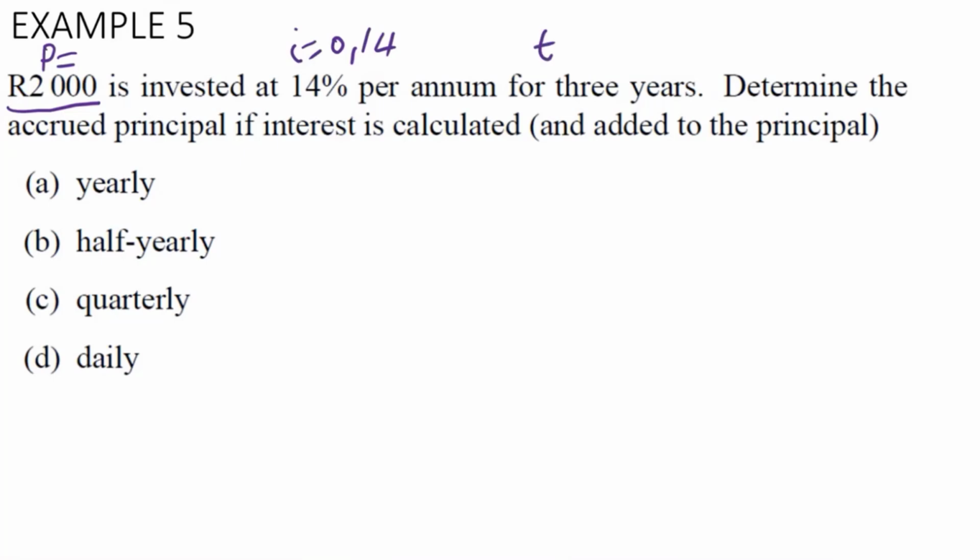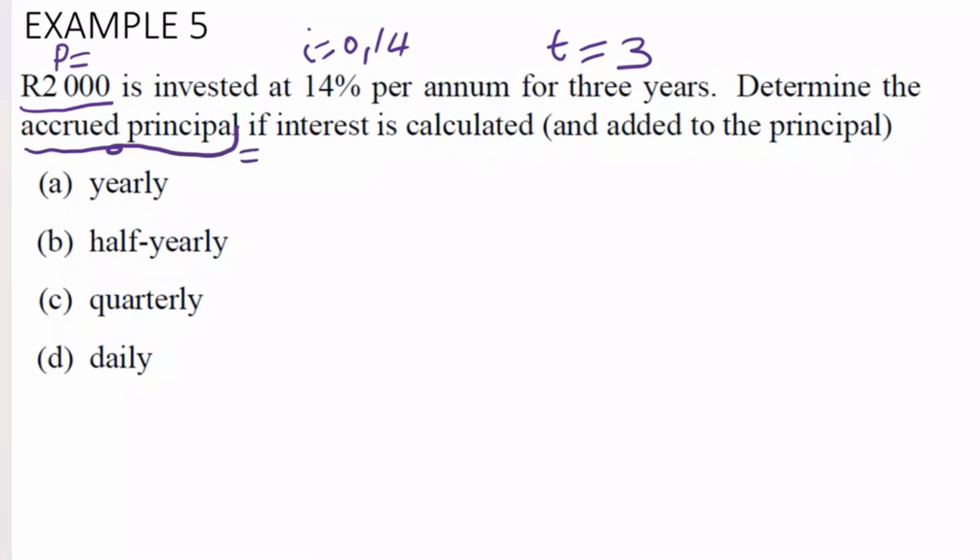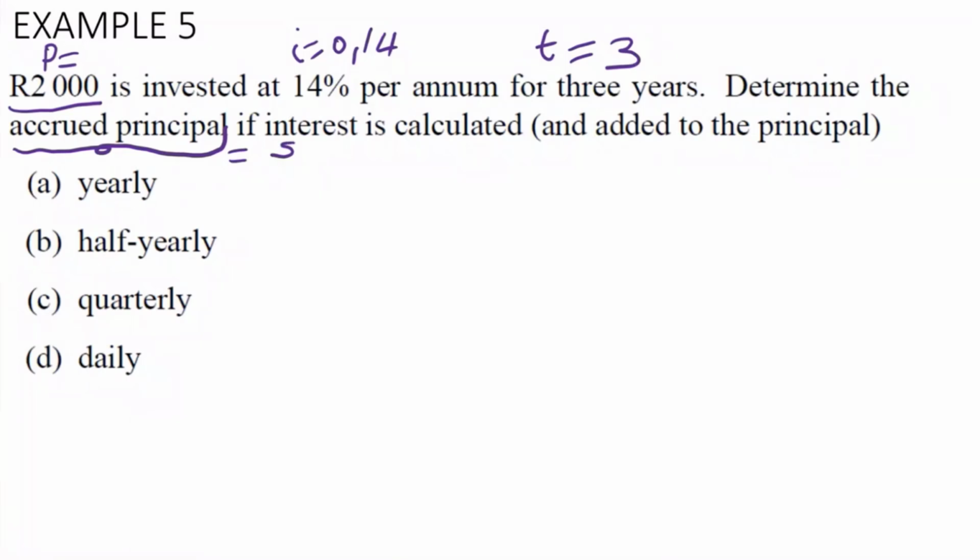So your T is equal to 3. Determine the accrued principal. Determine your accrued principal if interest is calculated yearly, half yearly, quarterly, and daily. So remember, what is an accrued principal? Accrued principal is an accumulated amount which is similar to your S. That is an accumulated amount.